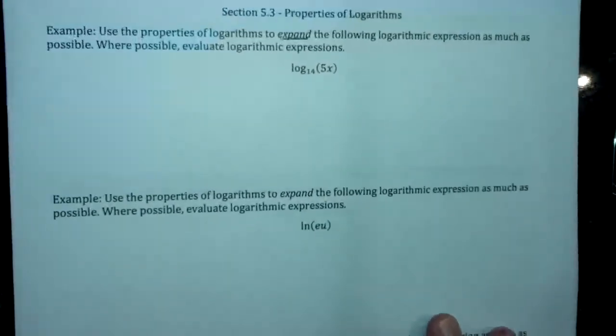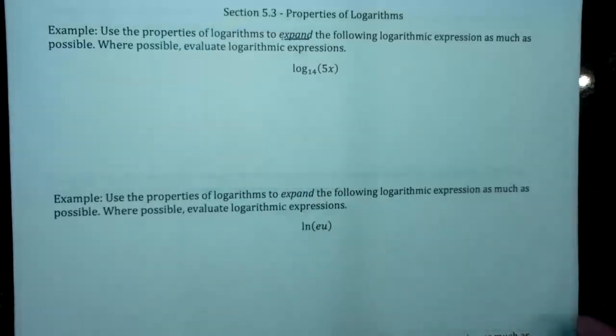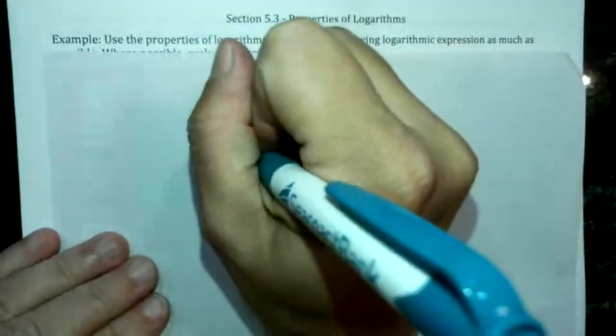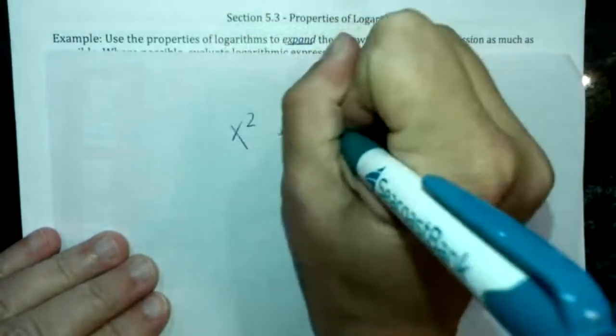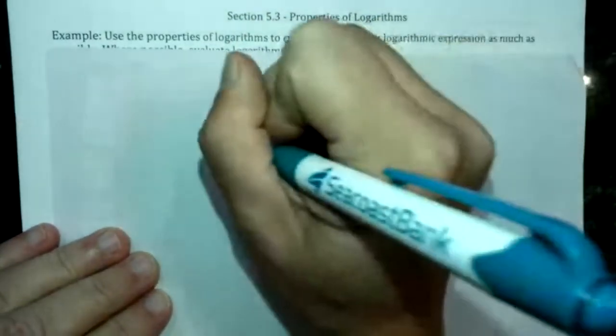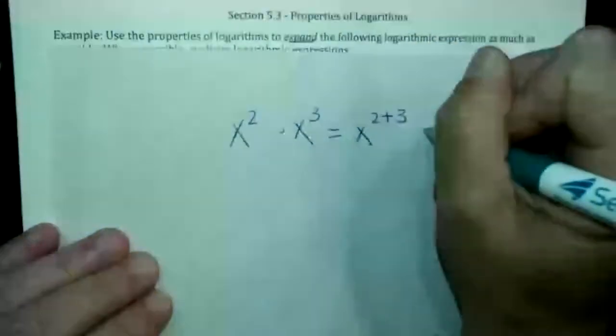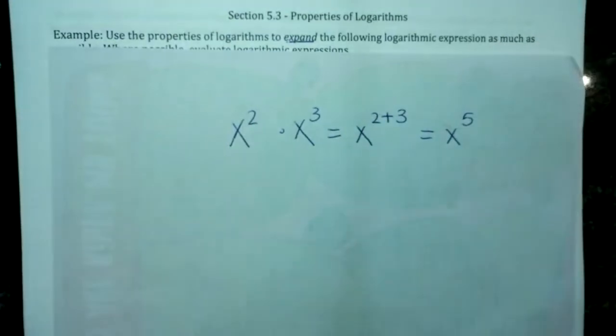Logs have essentially the same properties as exponents since they're inverses. So whenever you have, for example, let me grab a little notes page to help explain what I was going to say. So if we have something like x squared times x cubed, based off of exponential properties, we are going to add our exponents, x to the power 2 plus 3, to give us x to the 5th power.